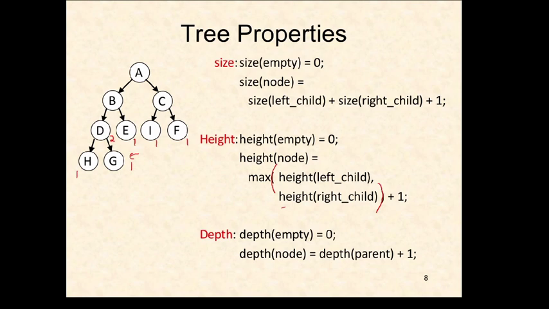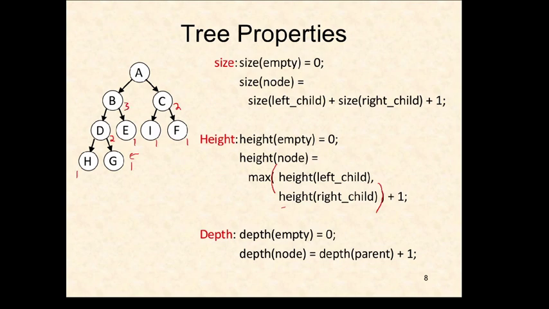Same for C. C has 2 subtrees of height 1. Max of 1 and 1 is 1. Add 1 for C. C is at a height of 2. What about B? B starts to get more interesting. B has a left subtree of height 2, right subtree of height 1. Max of 2 and 1 is 2. Add 1 for B. B is at a height of 3.